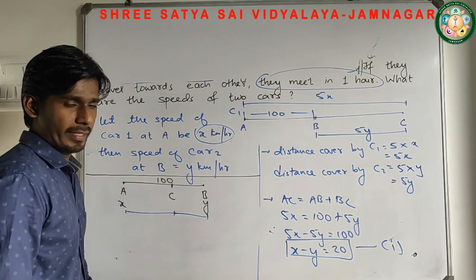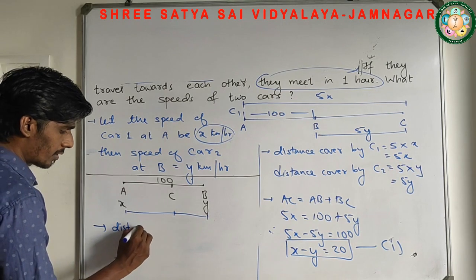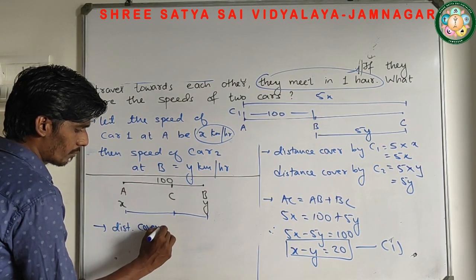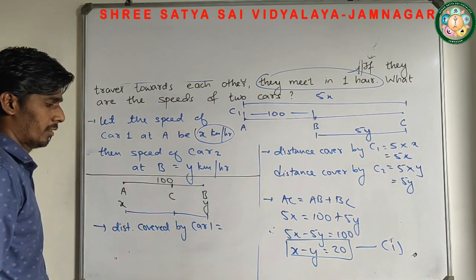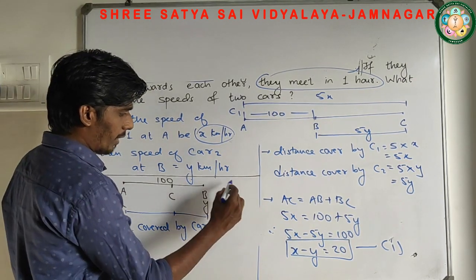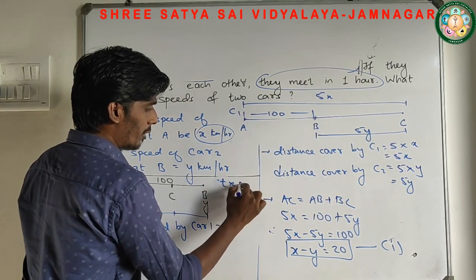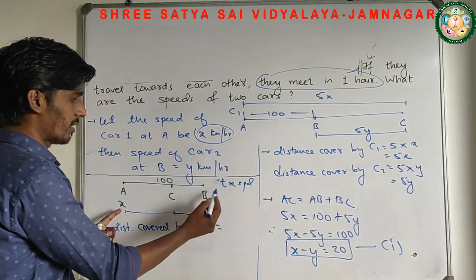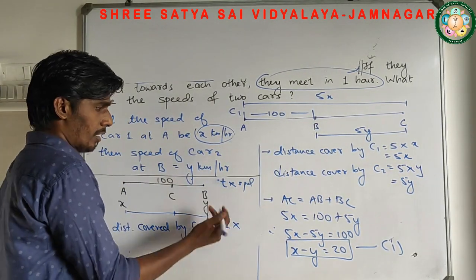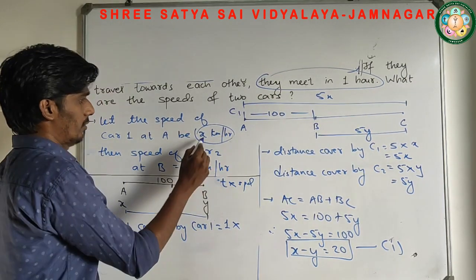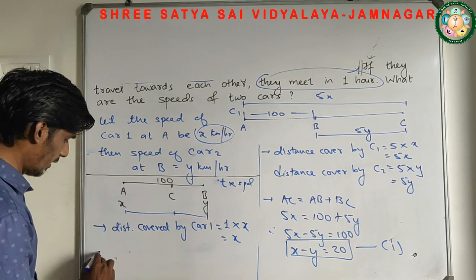So distance covered by car 1 is how much? What is the formula? Formula is time into speed. What is the time? Time is 1 hour. What is the speed? Speed is X. So it's only X.